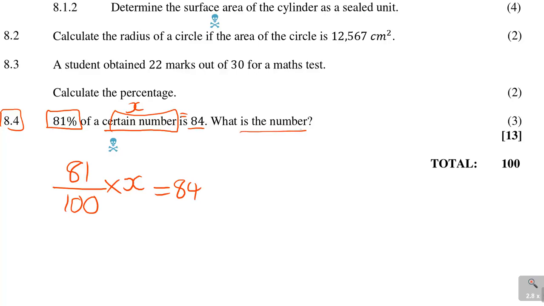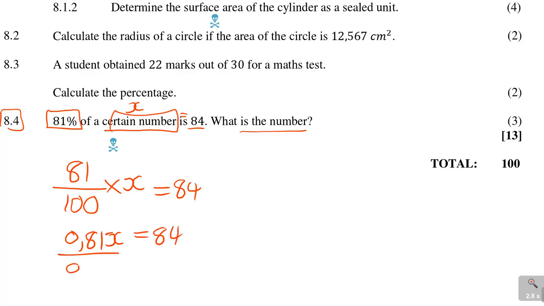Now they want that number. So that's what you're having. 81 over 100 times x is that. It's up to you how you want to solve it. You can divide 81 by 100. It's 0.81 x, because 100 easily goes into 81. It's 0.81 x is equal to 84.